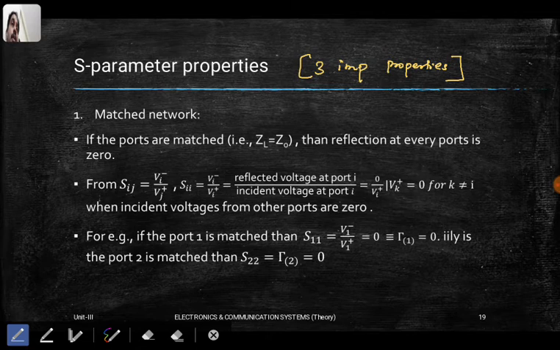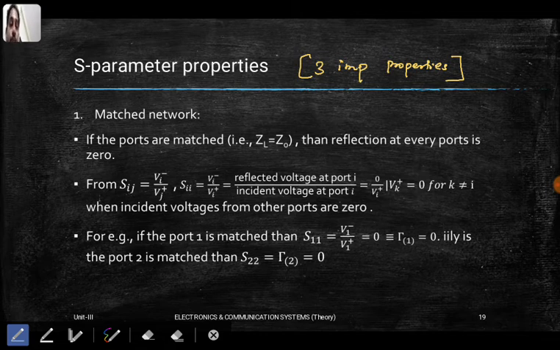And other than that, there is the property symmetric, reciprocal. If the transpose of the matrix is the same, that is a symmetric port, so I can use the device interchangeably. And the other property is lossless or lossy. In Z or Y parameters, if it is lossless, all the Z or Y parameter values will be only imaginary numbers. If any element is a complex number, real plus imaginary, then it is not lossless, it is a lossy device.